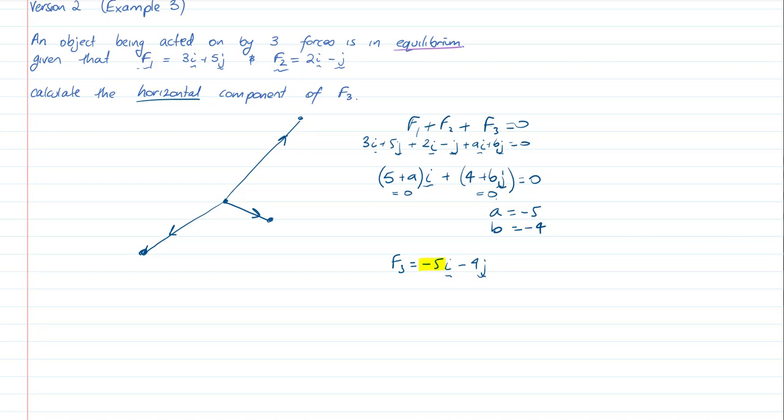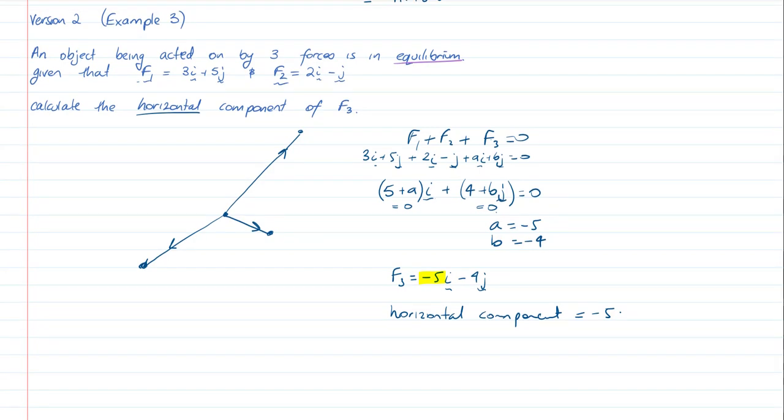So the horizontal component of F3 equals negative 5. Job done. So it's a little bit easier again in component form. You'll see this with vectors all the time. Basically, some things are great in polar form, some things are great in component form. It's not usually great in both forms. So there we have that example though, and that is the end of video 12. All the best.